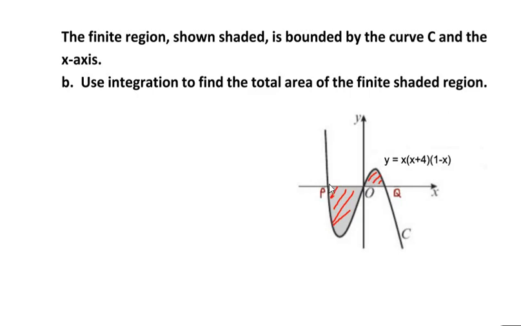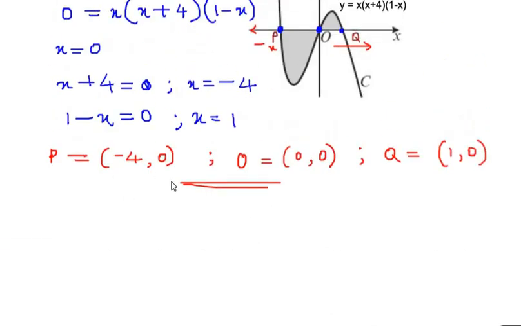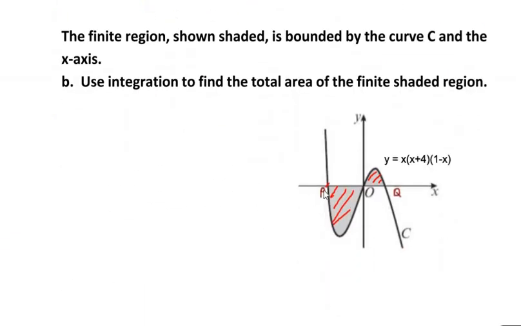And the coordinates of P we have got as in the previous part: (-4, 0). So let us write all the coordinates here first. It is (-4, 0), and O is going to be the origin (0, 0), and Q we had got as (1, 0). These were the coordinates we got in part A.